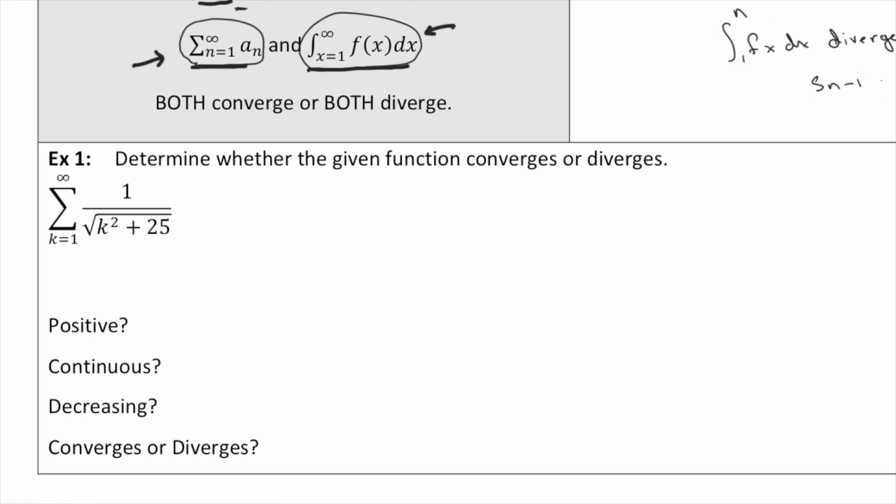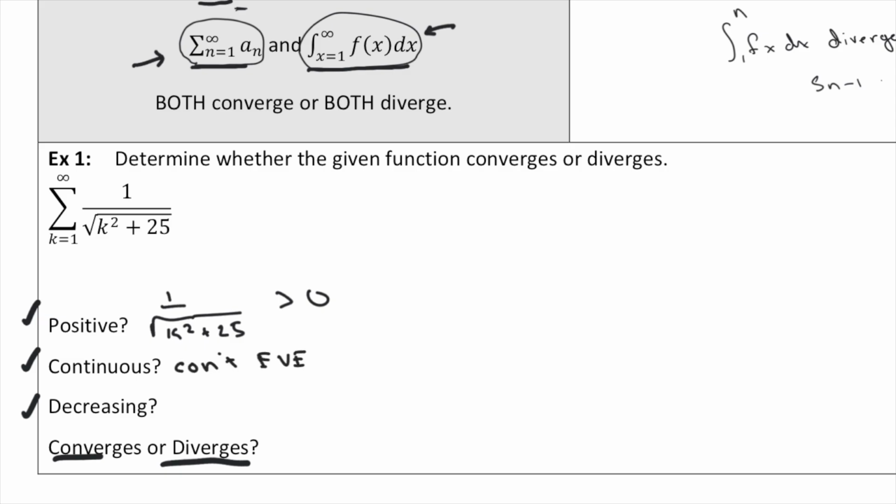Now, in order to use this theorem, we must first determine if our function is positive, continuous, and decreasing, and then we will be able to determine if we have a convergent or divergent function. So, we know that 1 over the square root of k squared plus 25 is always greater than 0. It's continuous everywhere.